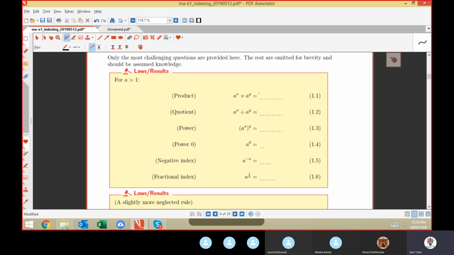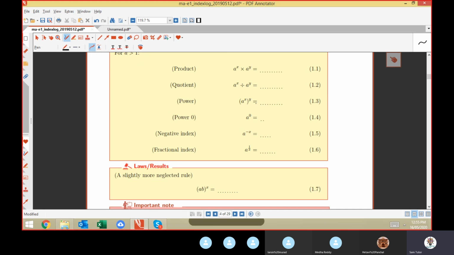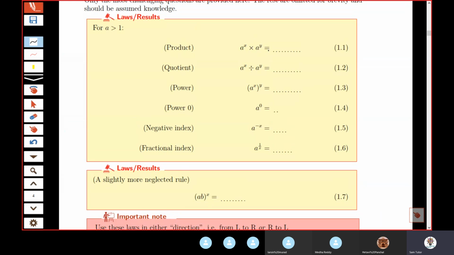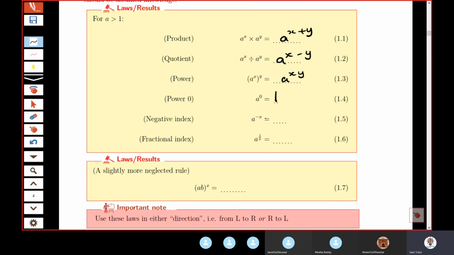So the first thing we've got to review is index laws. Most of this should be fairly straightforward for us. A to the power of x times a to the power of y. Well, if I've got bases that are the same, what am I allowed to do to the powers? Add them. There we go. And if I've got bases that are the same, what am I allowed to do with the powers when they're divided? Subtract. And then power to a power: multiply. Anything to the power of 0 is 1. And if I've got a negative index, negative indices are positive indices in the denominator.